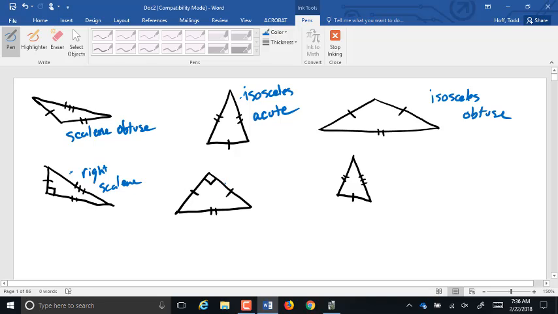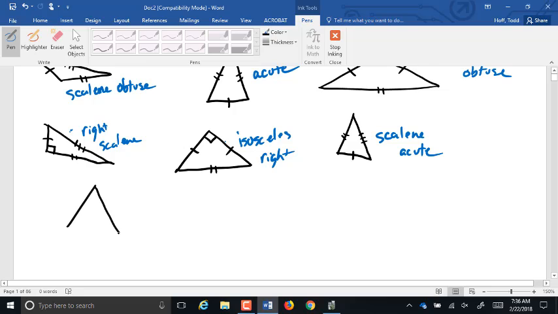This one is an isosceles right triangle, or right isosceles, either way. And finally, scalene acute. The one I didn't put up there, what's that one? Equilateral. Do we have to say acute for that one? No, if it's equilateral, it's implied it's acute.